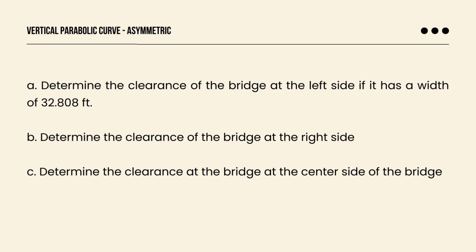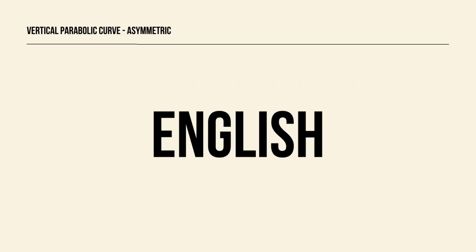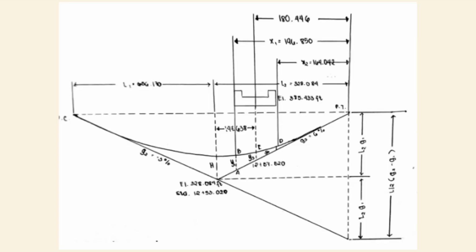B. Determine the clearance of the bridge at the right side. And C. Determine the clearance at the bridge at the center of the bridge. So solving the problem in the English system of measurement, our illustration would look like this. It roughly remained the same, but the values would now be in the English system.